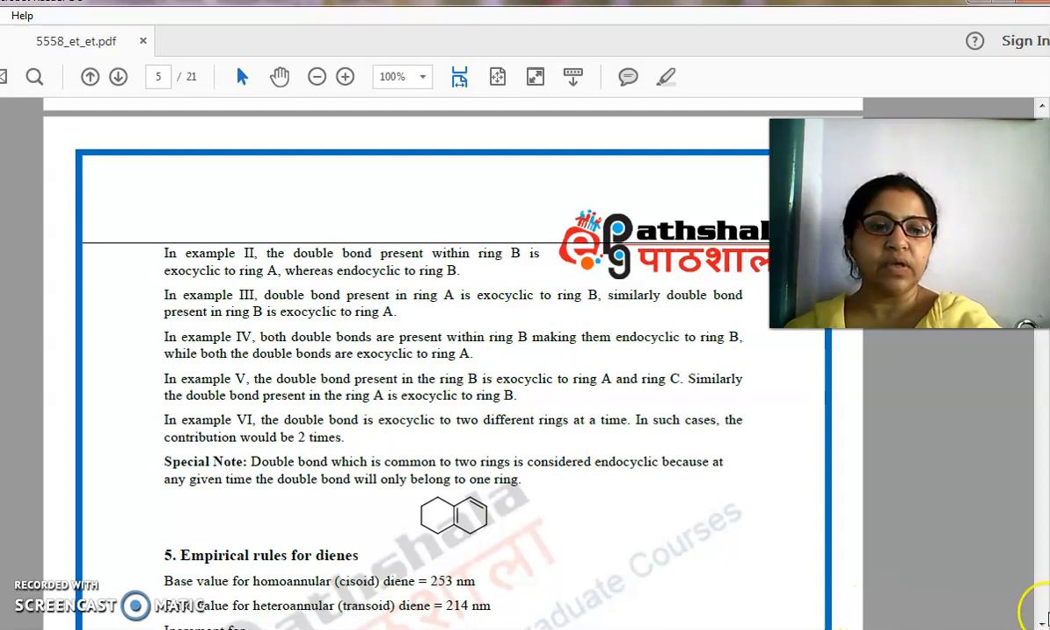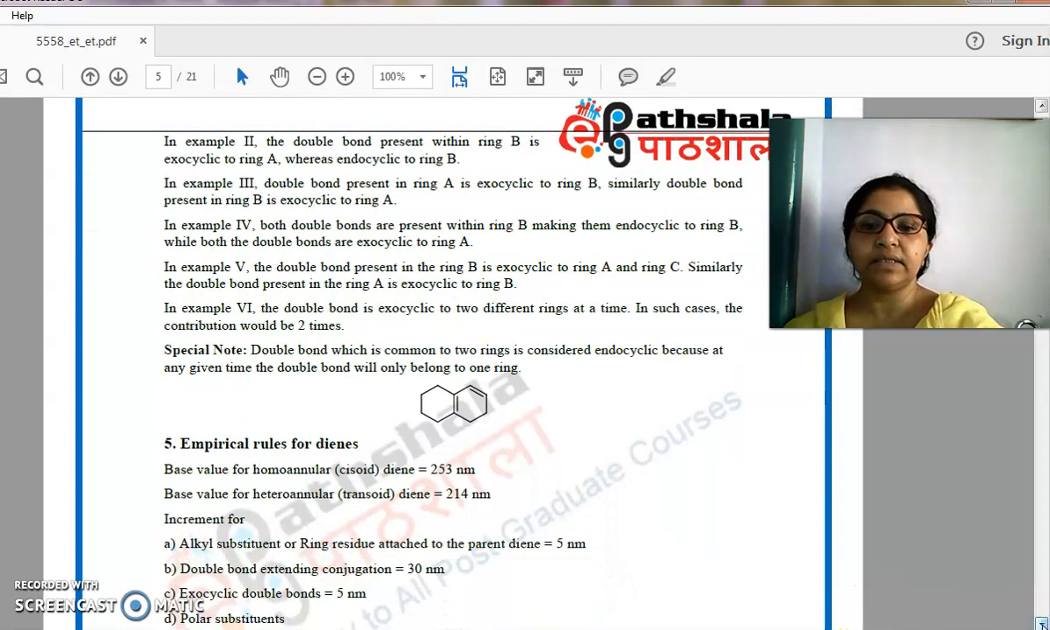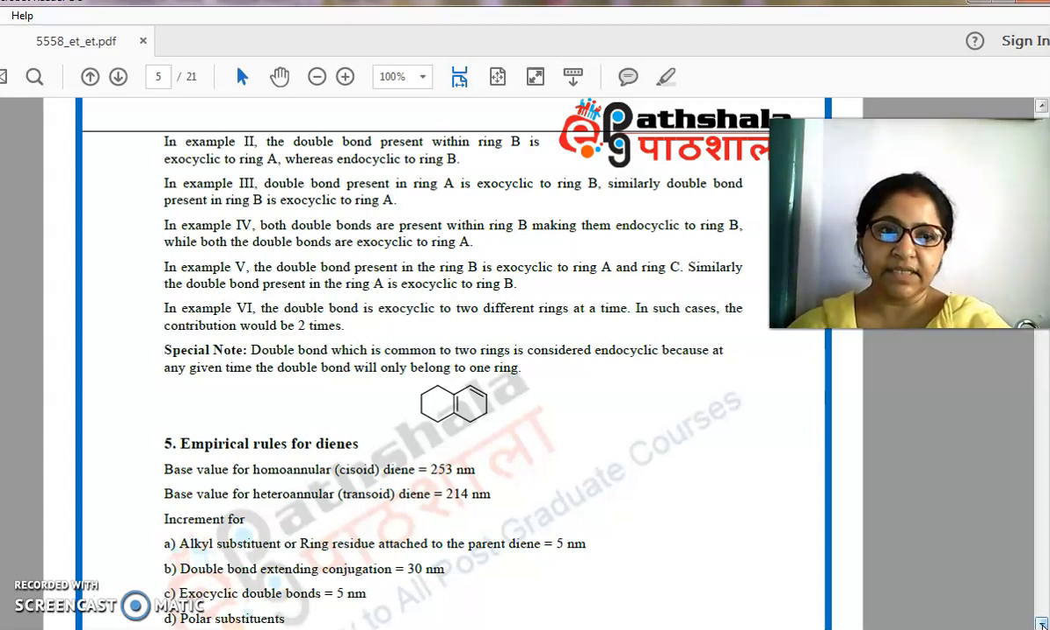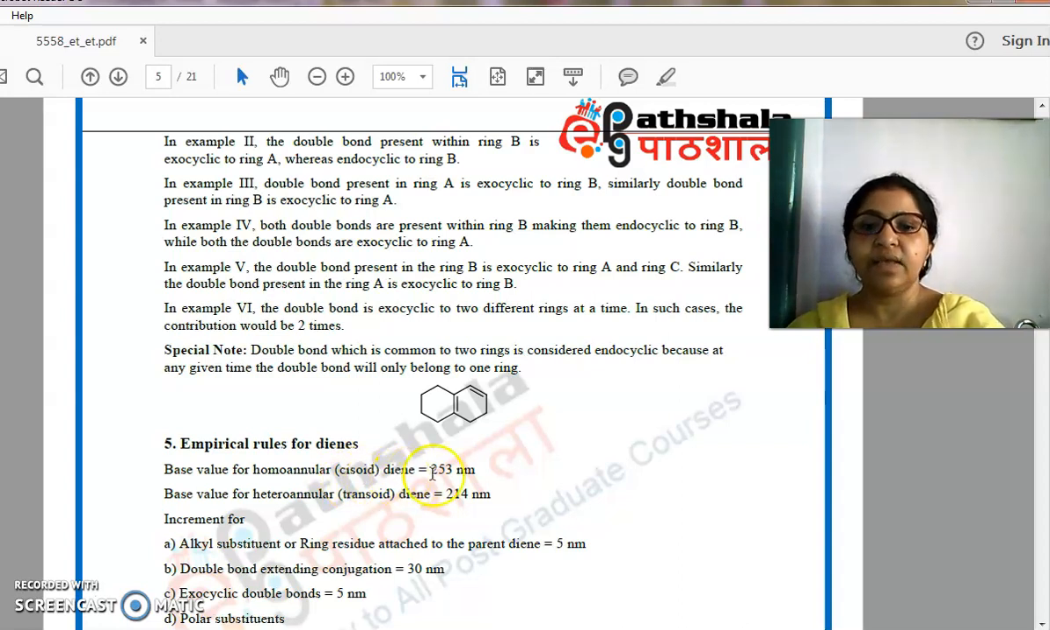So how do you calculate all this? Based on the skeleton structure, you have to make a categorization, and accordingly you have to select the base value. So, empirical rules of diene. How do you select the base value? The base value for homoannular, that means the same ring, is always s-cis. So it is 253. Base value for heteroannular, it is transoid. If it is in two different rings, it has to be transoid. We have explained this one.